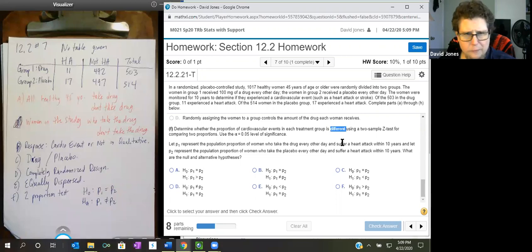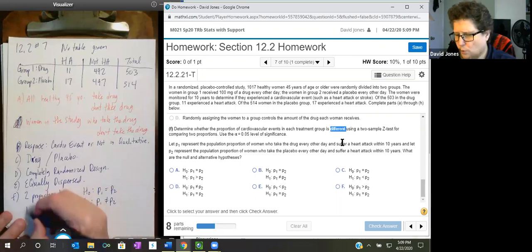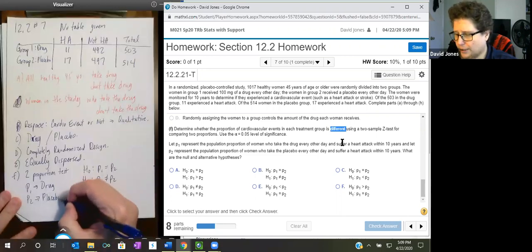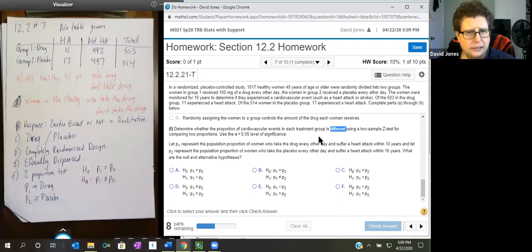And they are very particular. They call P1 the drug group, P2 is the placebo group. We're going to need that, I'm sure, in the next part. But we want them equal for H0 and not equal for HA. That looks like B on mine.